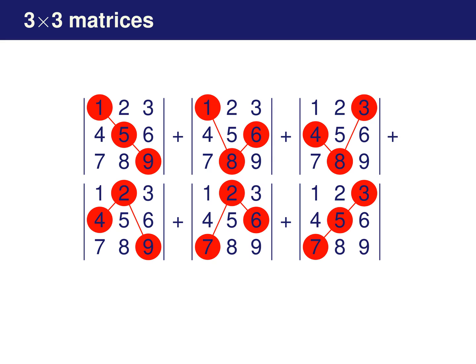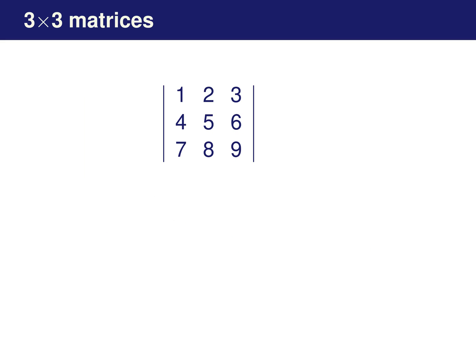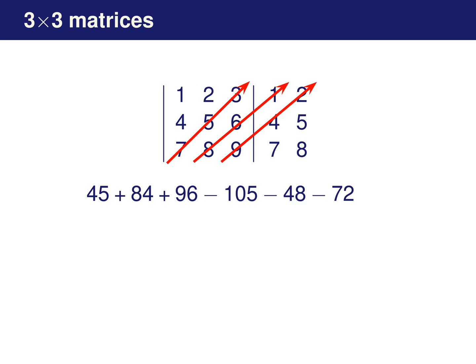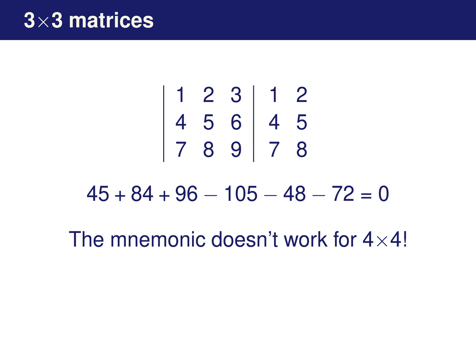There are 6 terms this time. Luckily, the 3 by 3 case has a similar visual mnemonic. Repeat the left 2 columns on the right. The determinant is given by the sum of the 3 diagonals, minus the 3 skew diagonals. In this case the determinant is 0, although you may be tempted out of desperation to extend the mnemonic to larger matrices. Don't. It doesn't work. For larger matrices, we'll use the method of cofactors, which is a systematic approach to applying the Leibniz formula.